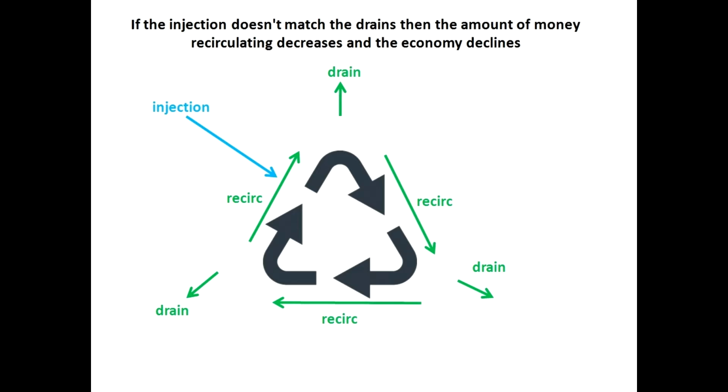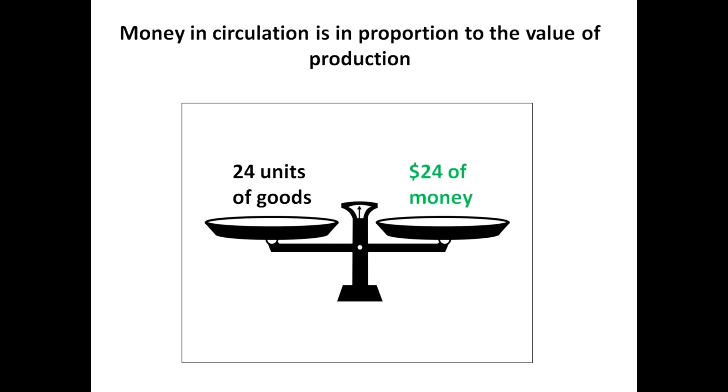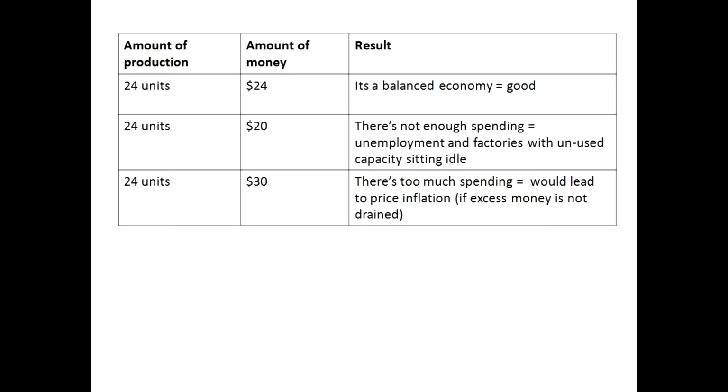It's like we saw with the scales diagram. The production capacity needs to be matched with the spending. I like to reiterate lots so people gain a solid understanding. So I'll present the scenarios again slightly differently. Here we have a table. In the first row, the production of 24 units is matched with the money being $24. The result is an optimal economy. All the production capacity is being sold and there is no inflation.